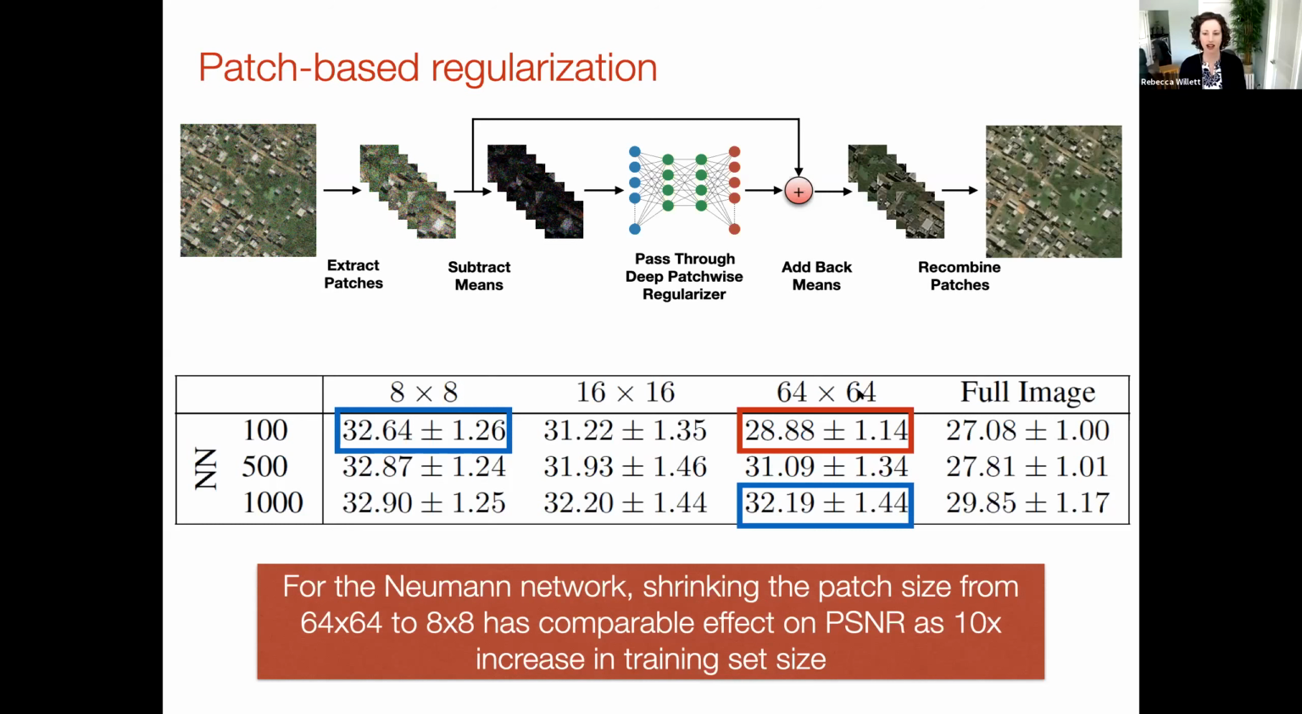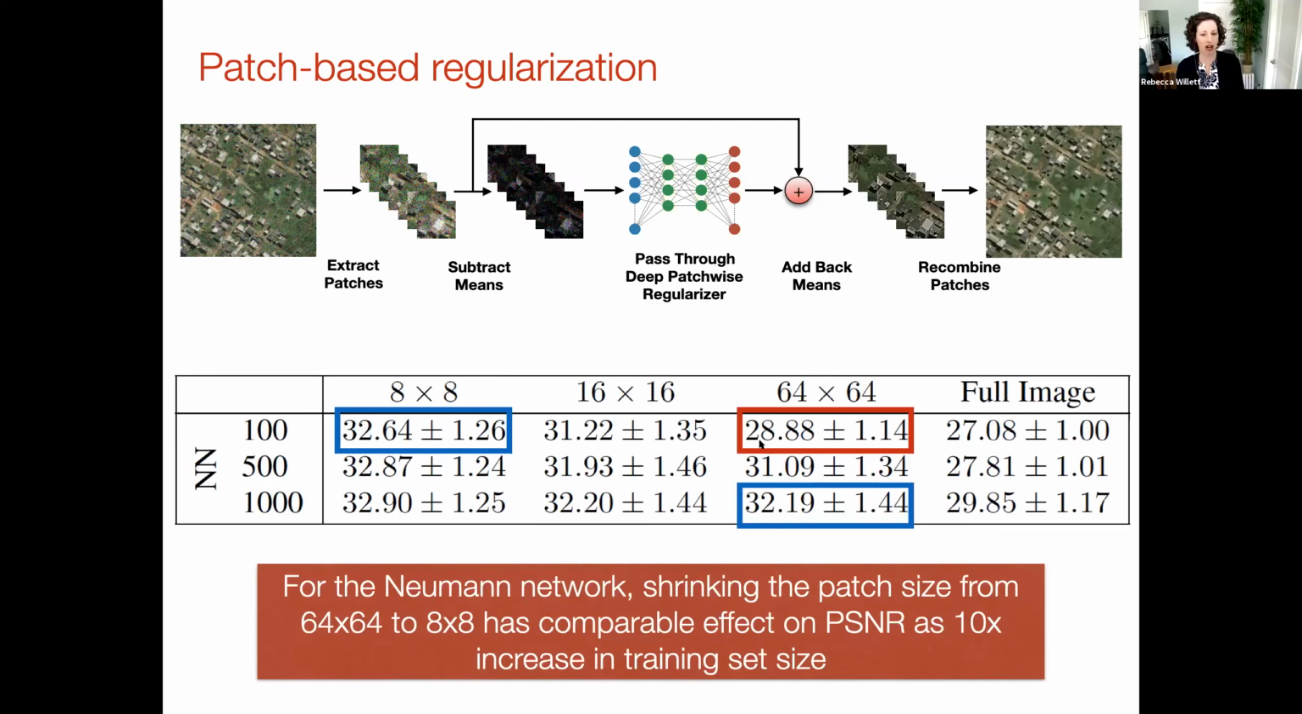And so we can see the effect of this for something like the Neumann network as follows. This red box is showing the average PSNR that we get if we use patches that are 64 by 64. So these patches are pretty big, and we've got 100 training images. Now, if I want to improve that PSNR performance, there are essentially two things that I can do that give me the same amount of improvement. The first thing that I could do is increase the number of training images that I'm using by an order of magnitude. So if I use 1,000 different training samples, then all of a sudden my PSNR jumps up to 32.2.